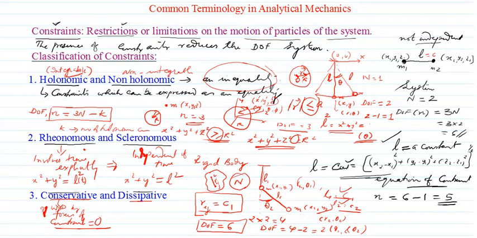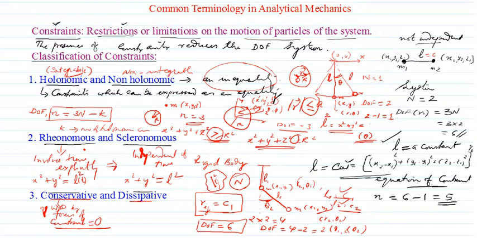So always remember, constraints are restrictions or limitations on the motion of particles of the system, and the presence of holonomic constraints will always reduce the number of degrees of freedom of the system. If there are k holonomic constraints present in a system, represented by k equations of constraint, then the number of degrees of freedom of the n particle system is given by 3n minus k, where k is the number of holonomic constraints.